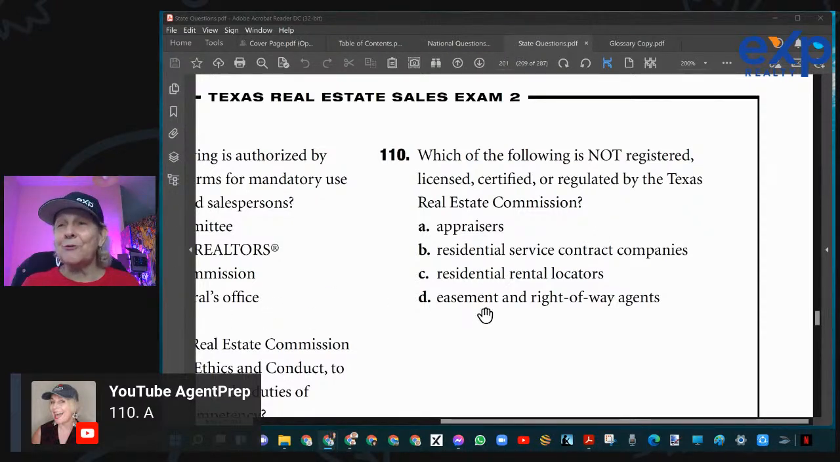So that was the last question for today. That was on Texas. So we did like 11 state questions and maybe 10 or something national questions. And we also did vocabulary.